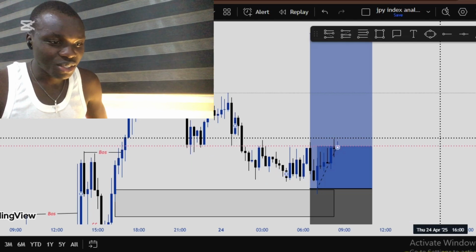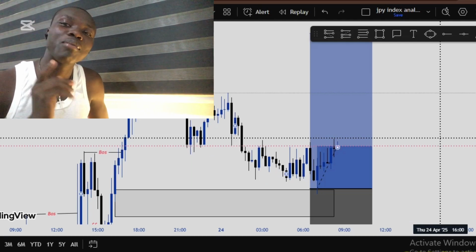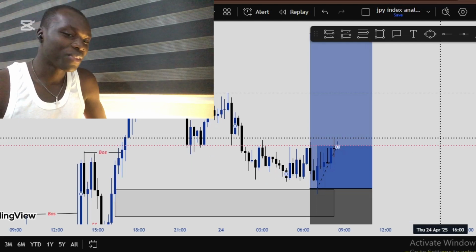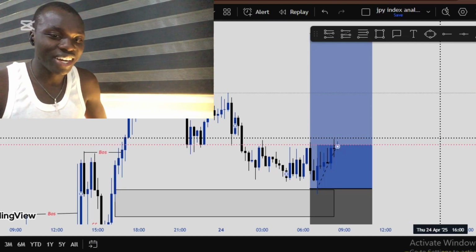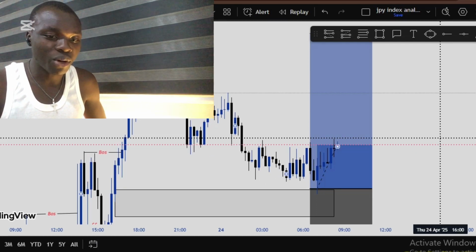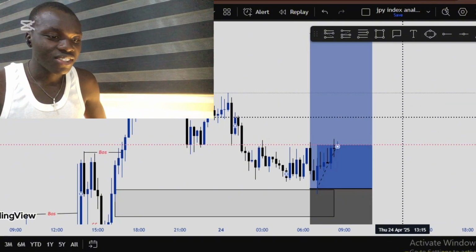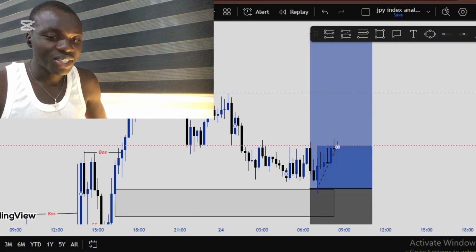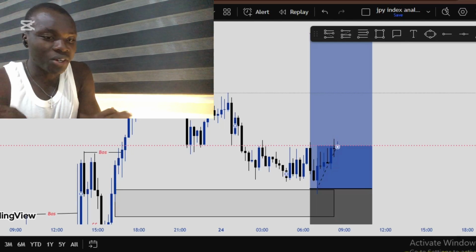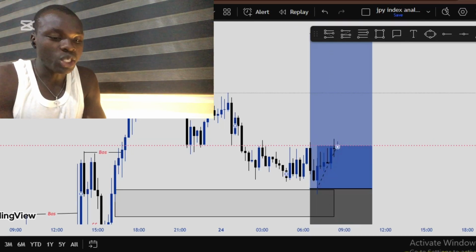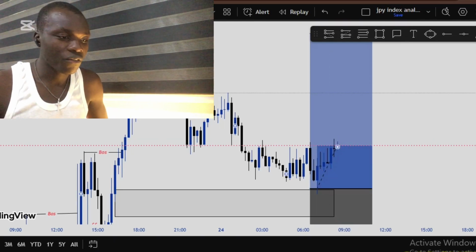I'll be leaving this trade to run this time. The last one I closed out very early and I left a lot of money on the table, which is not good. So this one I'll be leaving it to run. Maybe it's either take profit or stop loss.